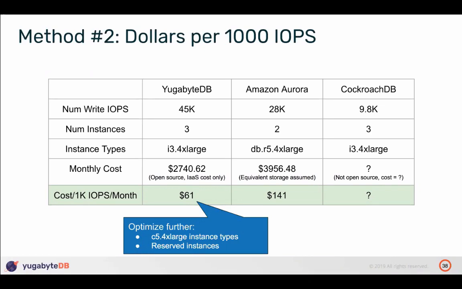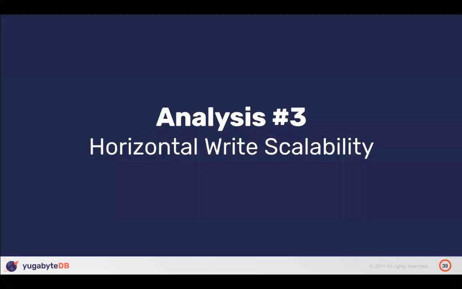This analysis is kind of tough to do for Cockroach because it's not clear, since it's not open source, if you can just run this as is, what are the other costs that come in. But you could imagine if you have those numbers, you could do a similar analysis to figure that number out. Okay, so let's keep going.